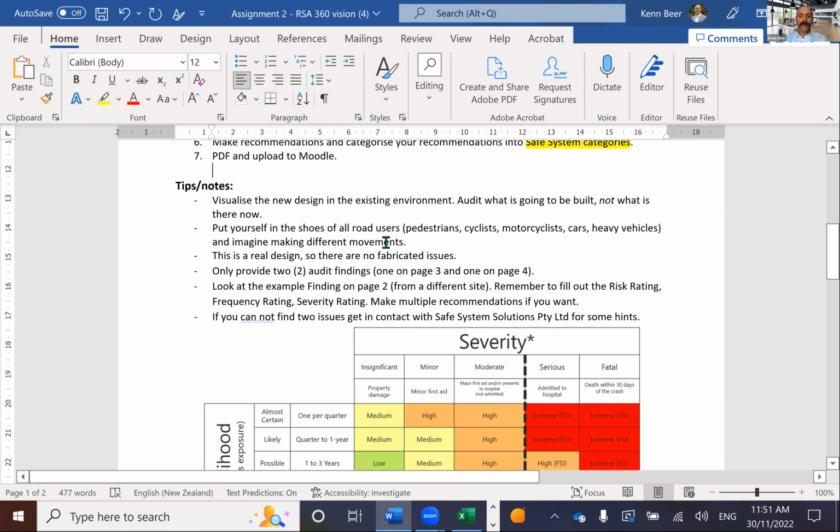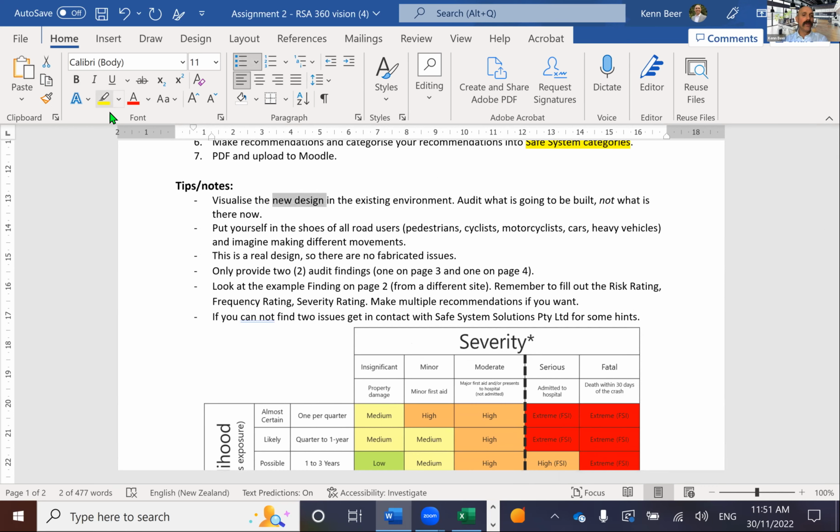Some tips here. Visualize the new design. Audit what's going to be built, not what is currently there. Put yourselves in the shoes of all road users: pedestrians, cyclists, motorcyclists, heavy vehicles. Imagine how they make different moves.